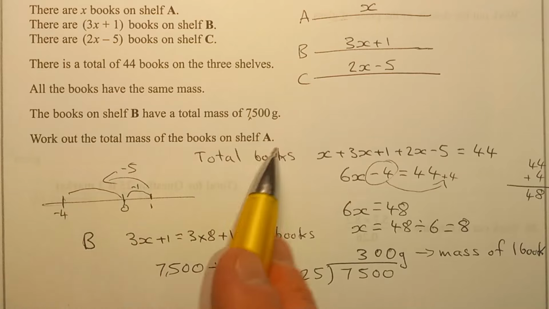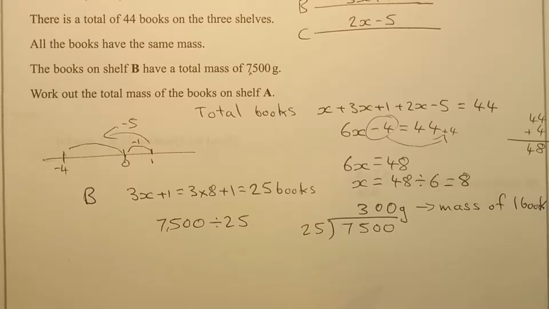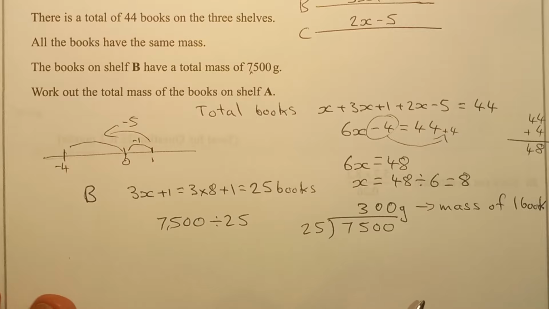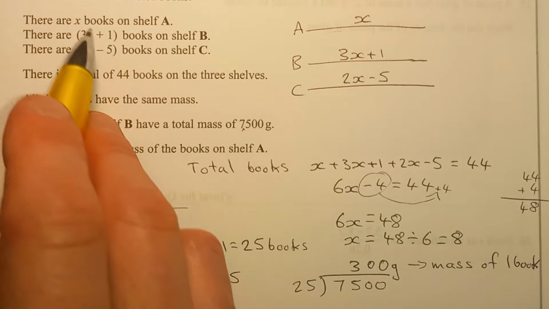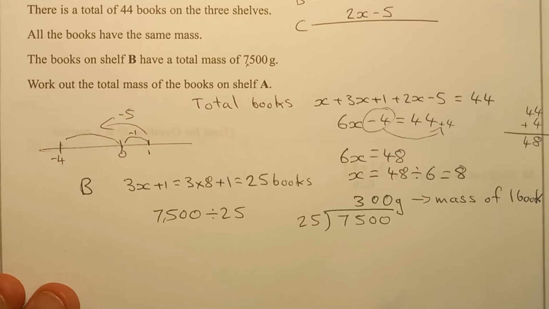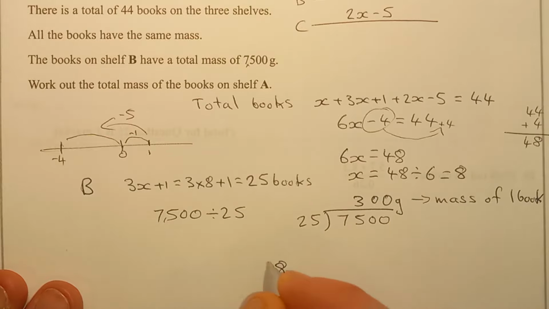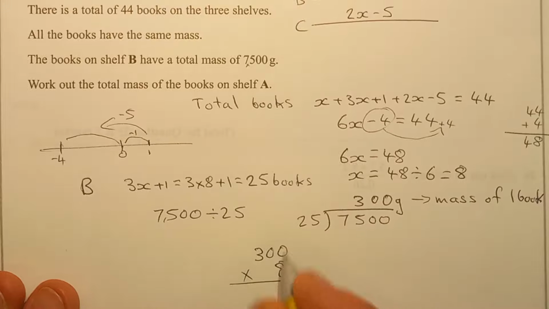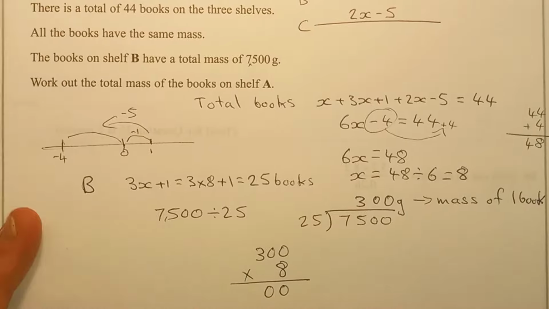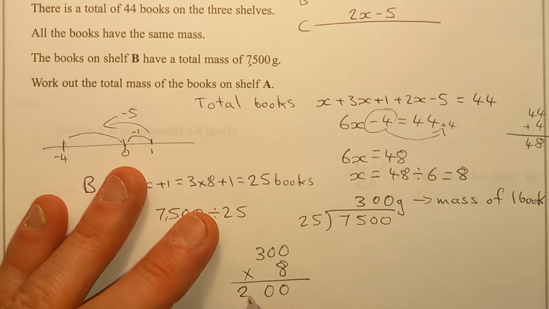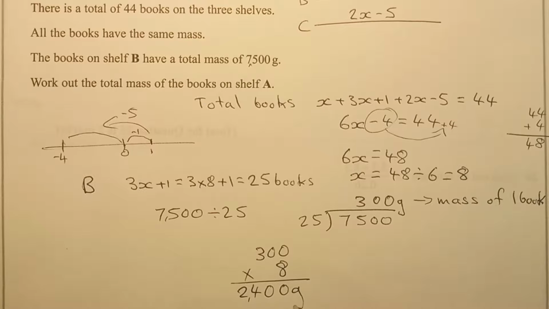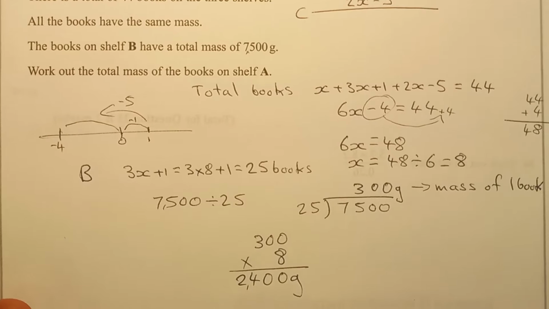We want the total mass of the books on shelf A. How many books have we got on shelf A? Well, let's move that back down. There are x books on shelf A, and we know that x is 8. So we've got 8 books. They weigh 300 grams each. 8 times 300. 8 times 0 is 0. 8 times 0 is 0. 8 times 3, or 3 times 8. 8, 16, 24. So we have a total mass for shelf A of 2,400 grams.